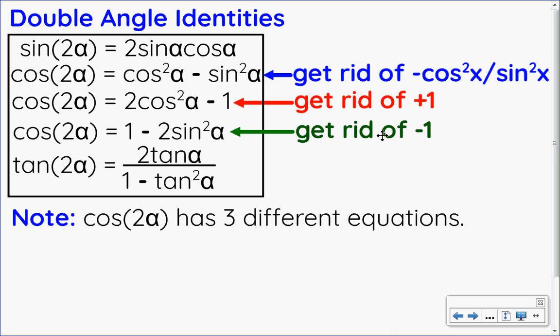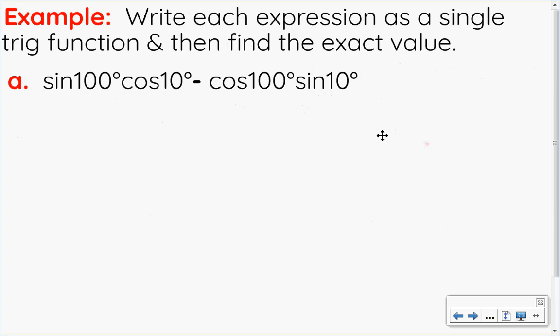When you're trying to decide which one you're going to use in your formula, just ask yourself, what would introducing each one of these formulas do to the existing equation? How would it help me simplify it? Then you'll know which one to use. Okay, let's try 4 examples. We're looking at writing each of the following 4 expressions as a single trig function and then finding the exact value. Again, exact value tells me no decimals, so it's a nice point using the hand trick or unit circle.